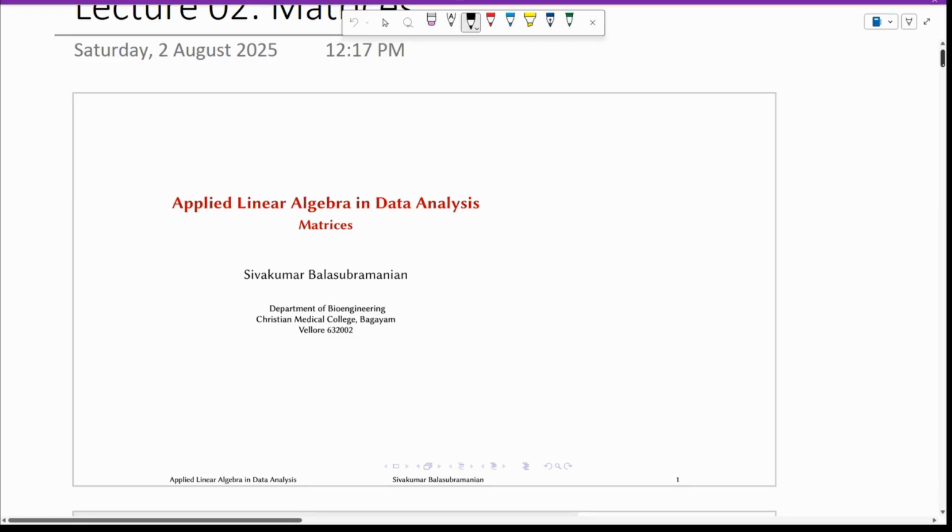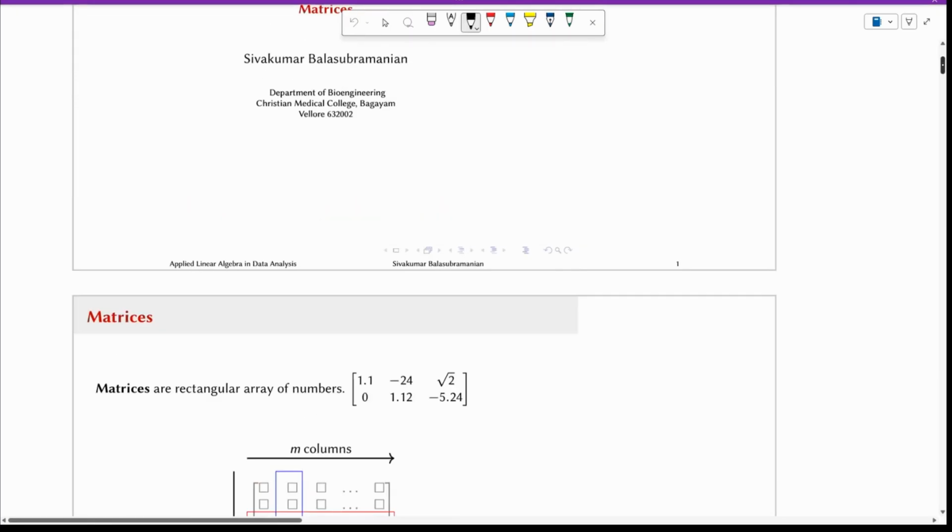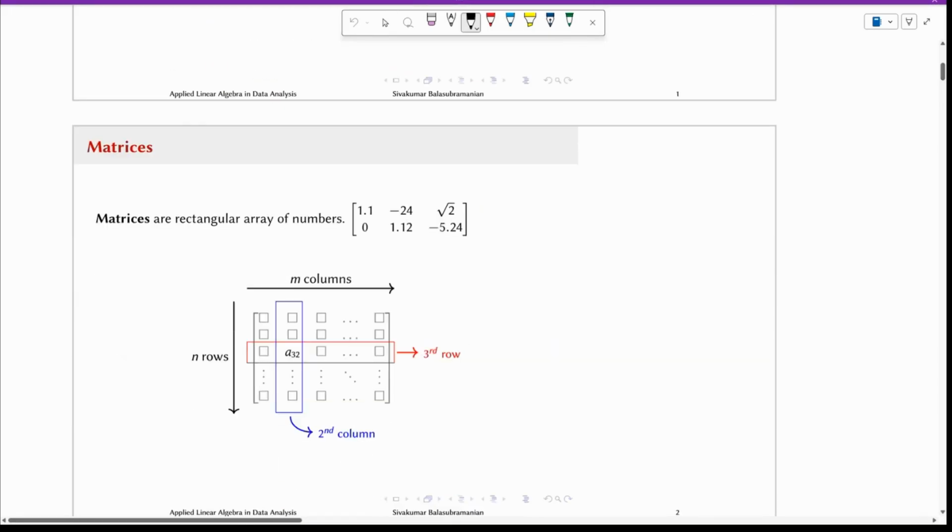So the second module that we'll move on to is on matrices. You already saw what a matrix is. A matrix is essentially a rectangular arrangement of numbers, like this. A matrix has two numbers associated with it that determine its shape: number of rows and number of columns. Okay? The row numbering starts from 1, and the column number also starts from 1.